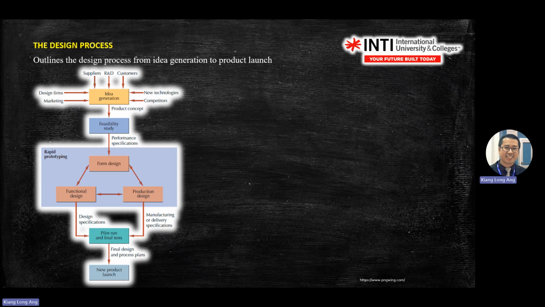And the output of this phase will be what? Performance specification, right? So in this case, performance specification, what can be the performance? Okay, product concept here. Product concept will be a milk with chocolate flavor and a few designs of packaging design. Okay, then you go to feasibility studies.